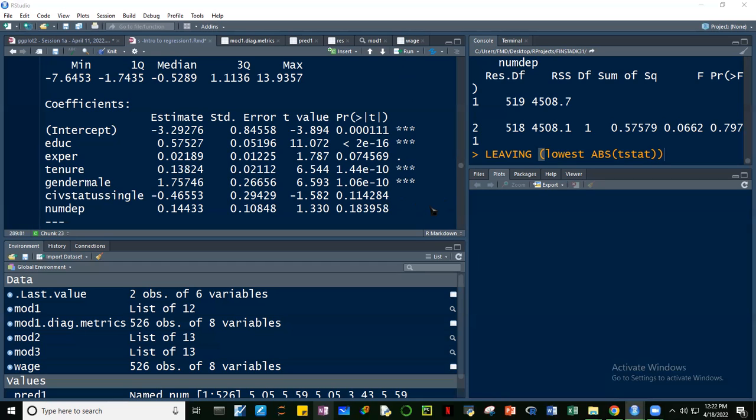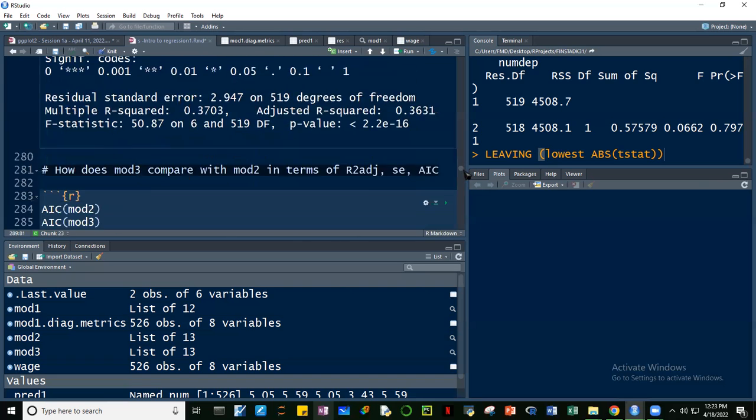Clarify ko lang ha. It has the lowest absolute p-value. Kasi numerically, mas mababa itong negative 1.58 kaysa 1.3, di ba? Mas mababa, guys, arithmetically speaking, yung negative 1.58 relative to 1.33. But sabi natin, we're using the absolute value. So disregard the negative sign, and quantitatively, ang mas maliit dyan, 1.33. So we will have to remove 1.33.